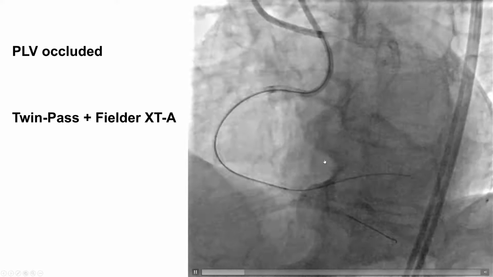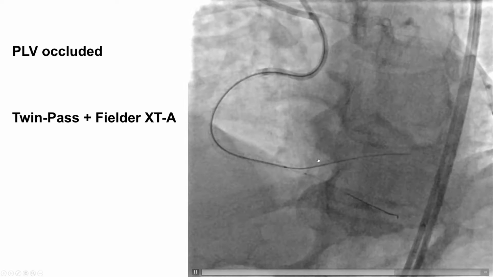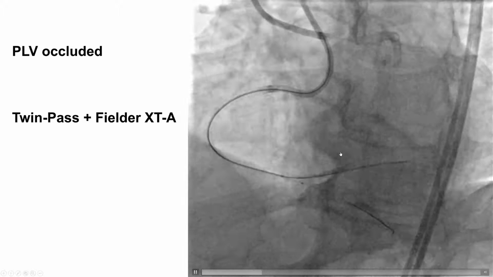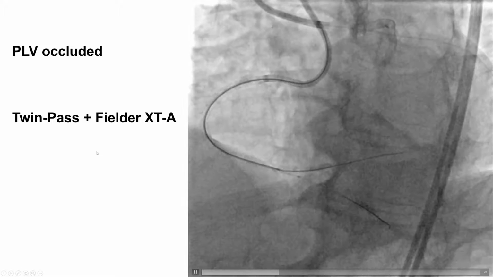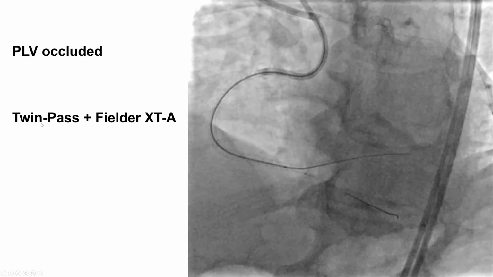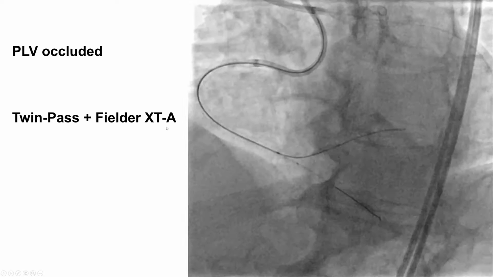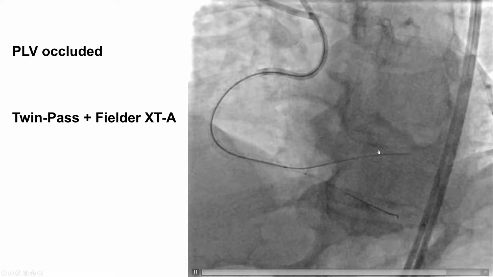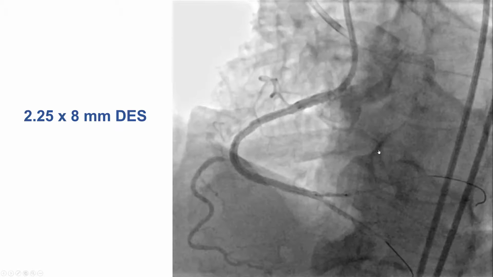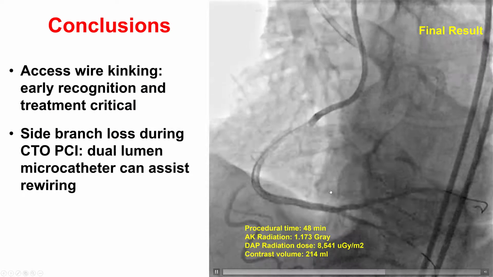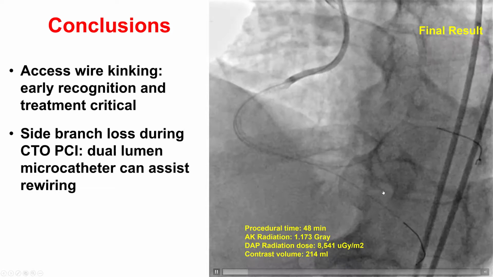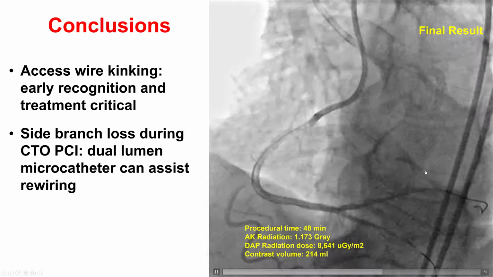However, unfortunately, that led to occlusion of the right posterolateral vessel, which was a fairly sizable vessel. So to regain flow into this vessel, we used a dual-lumen microcatheter, TwinPass Torque, and a Fielder XTA, and that did advance into the right posterolateral vessel. Flow was restored after balloon angioplasty, and then after placing one additional drug-eluting stent, we did have a nice final result with TIMI 3 flow both in the PDA as well as the posterolateral vessel.